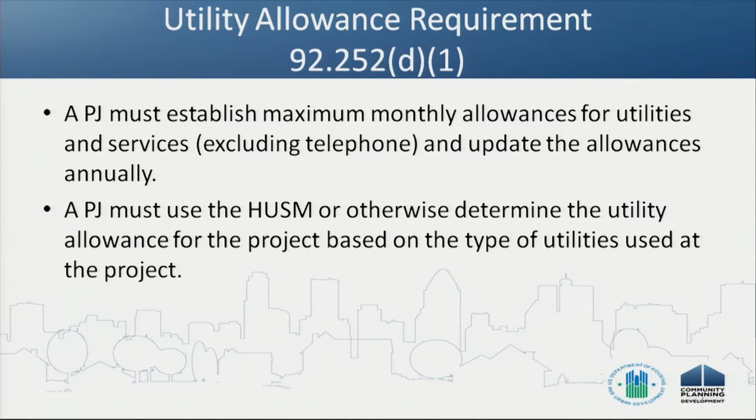According to the HOME regulation at 24 CFR 92.252(d)(1), a PJ must establish maximum monthly allowances for utilities and services and update the allowances annually. This applies to HOME-assisted rental projects where tenants pay utilities directly. A PJ must use the HUD utility schedule model or otherwise determine the utility allowance for the project based on the types of utilities used at the project.